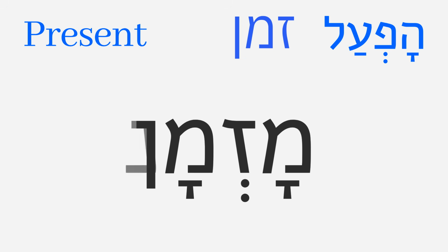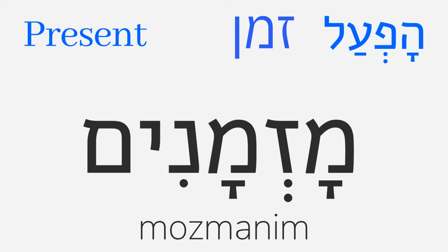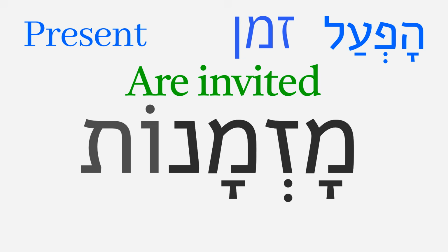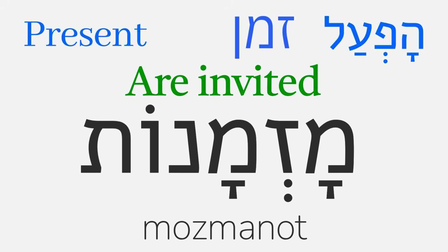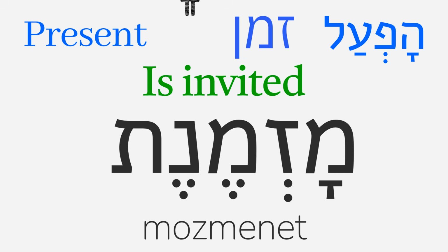The other forms of the Hufal present tense are made the same way the other forms of the pual present tense are. We can add im to mozman to make mozmanim, are invited in masculine plural form, or add ot to make mozmanot, are invited in feminine plural form. We can also take mozman, change its patach to a segol, and add an et ending to make mozmenet, is invited in feminine singular form.